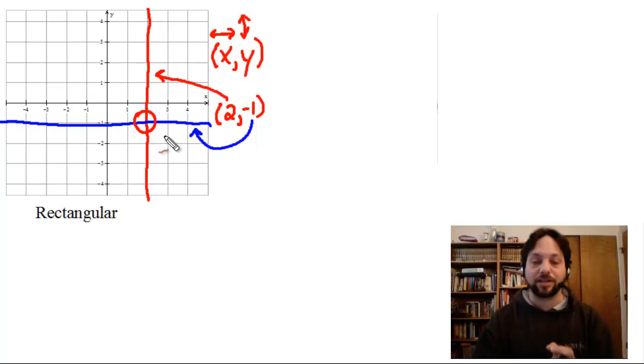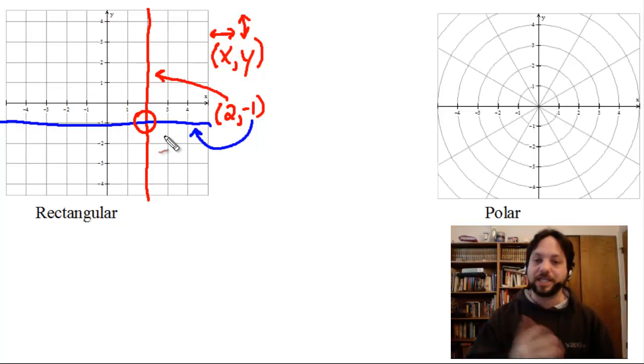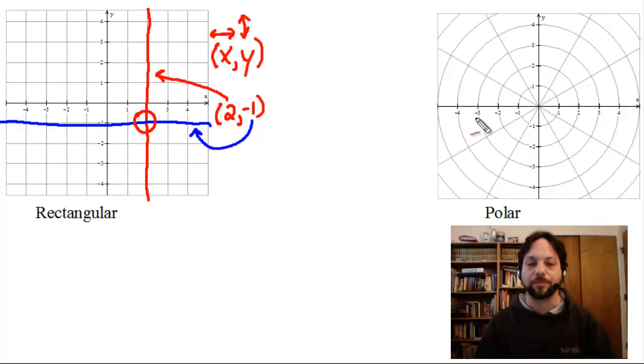Alright, that's the rectangular system. Now let's take a look at the polar system. You can see that the polar graph kind of looks like a radar of sorts, and in fact, polar graphs are used for radar positioning and things of that nature.